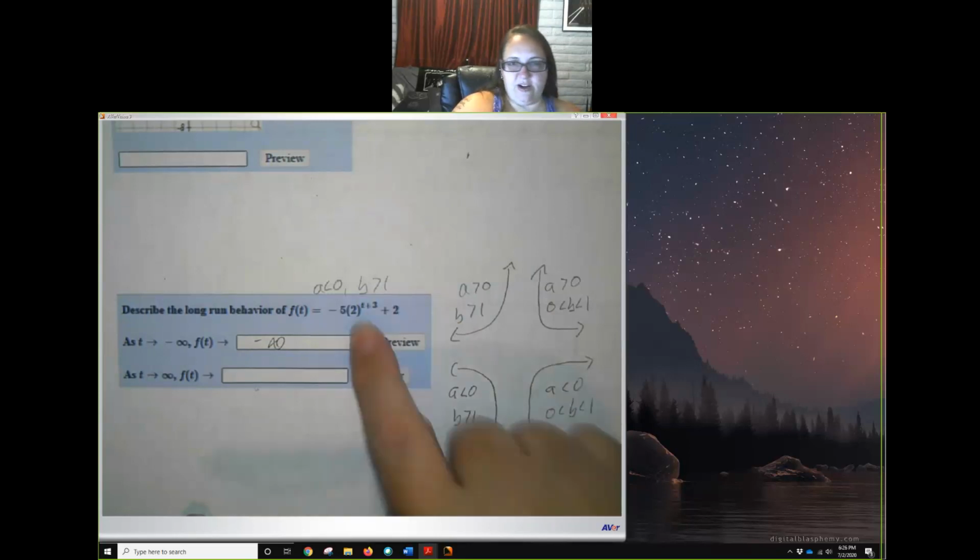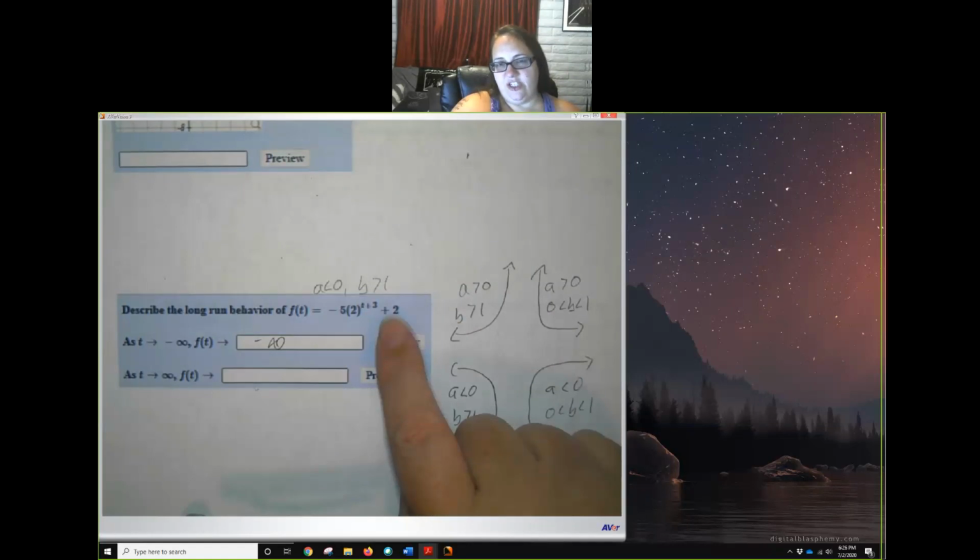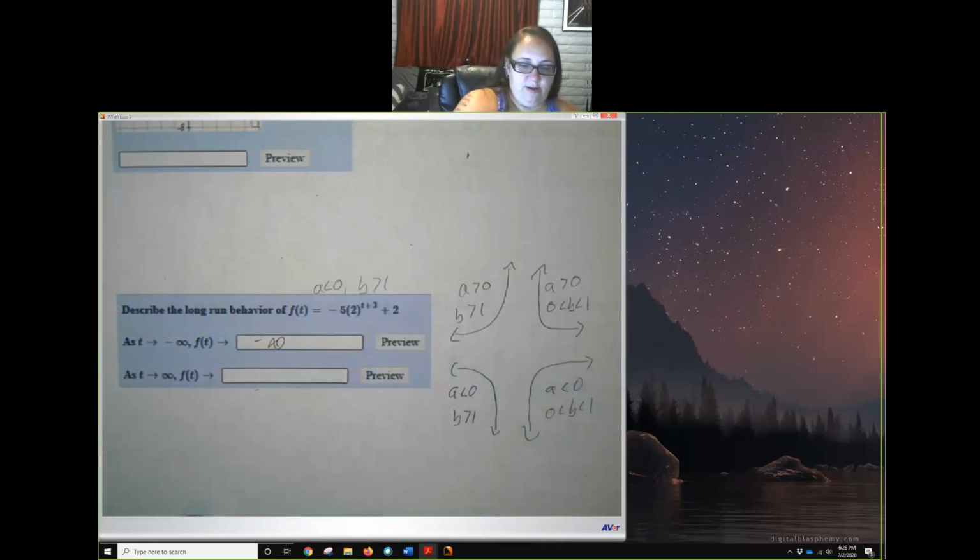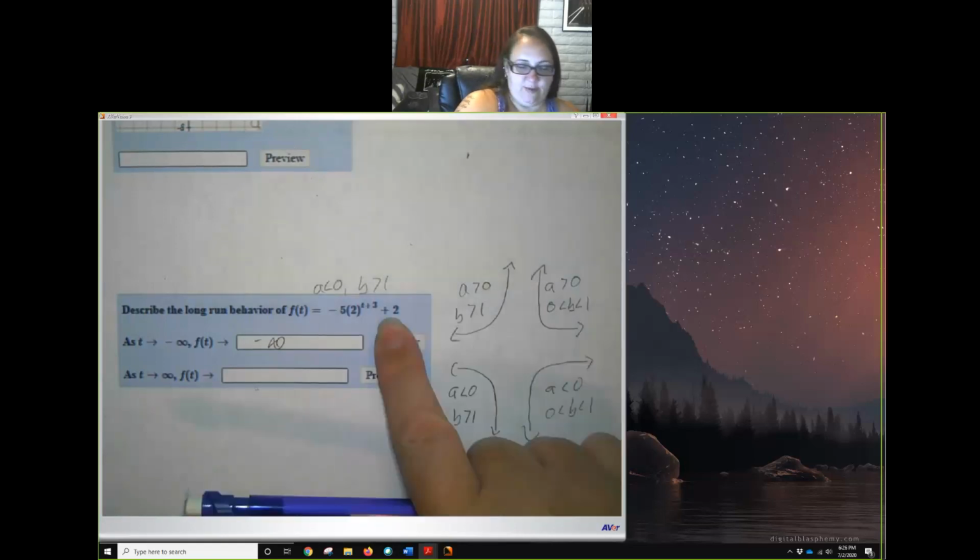Now, this is where we need our transformations. This is going to have shifted the graph up 2. So a normal exponential function has an asymptote at y equals 0. Because this shifted up 2, this one's asymptote is at y equals 2, which means that on this side, it's going to approach whatever that number is right there.